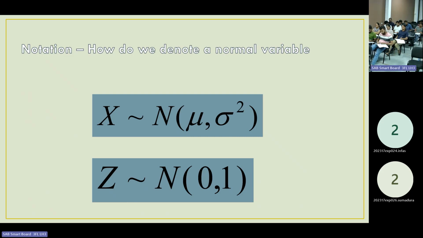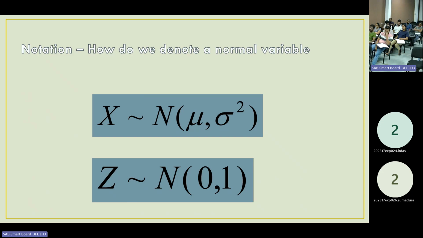So Z is also a normal variable, nothing else, but it is a special case. That is a general one: mu can be anything, and standard deviation can be any positive real. Here, mean is 0 and standard deviation is 1, fixed.